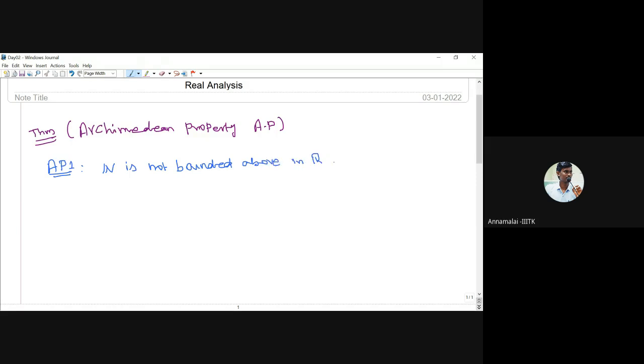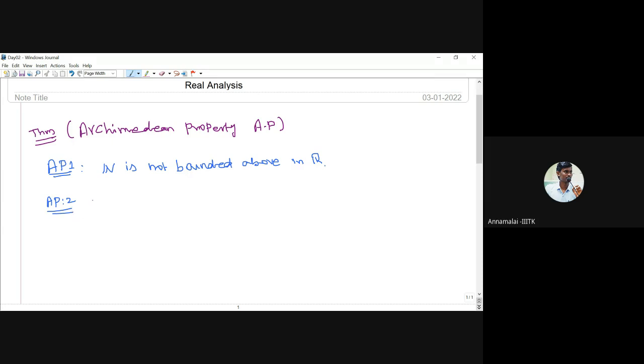So what do we mean by not bounded above? We cannot find any alpha such that x is less than or equal to alpha for every x in N. This is the first Archimedean property: N is not bounded above. The second form is equivalent to the first.